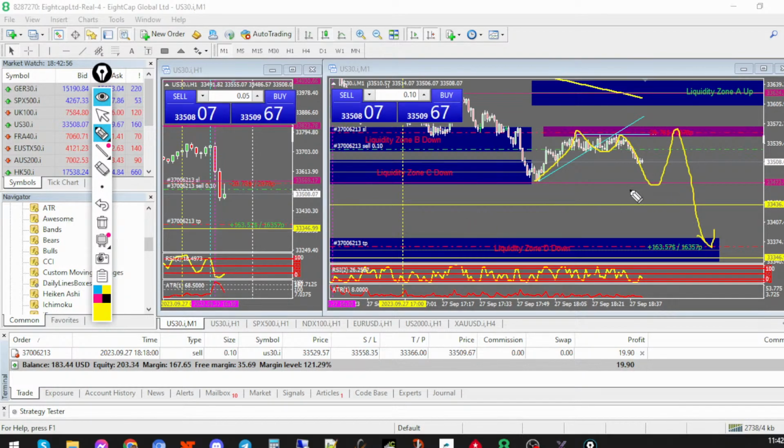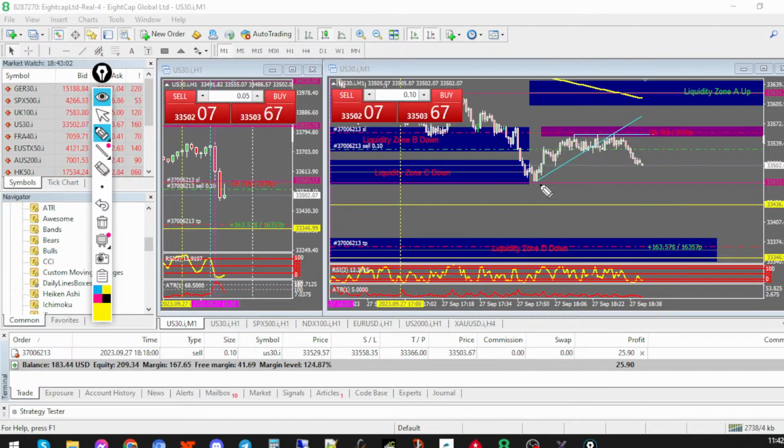So seeing price break down from this level would be a good sign. Want to see price break down from this level. If it gets here, better yet. The further down it comes, the better it will be. Now, price looks like it left a little gap behind it. Now, that's not very nice. Looks like a gap. Could be wrong.